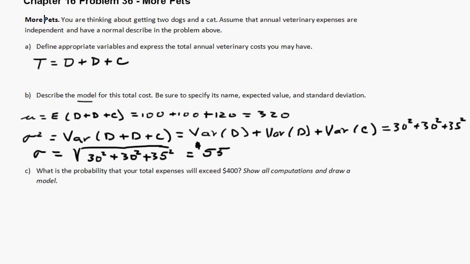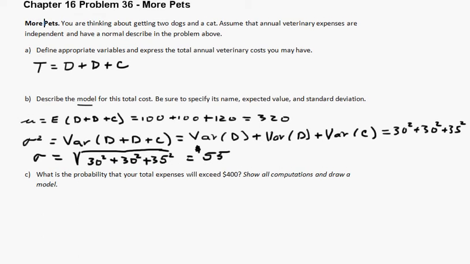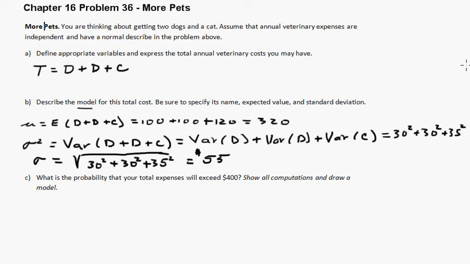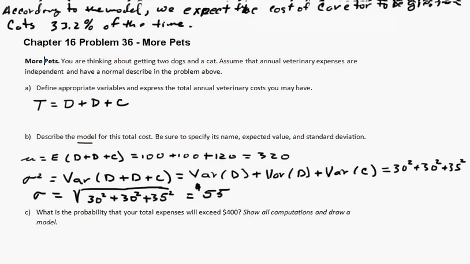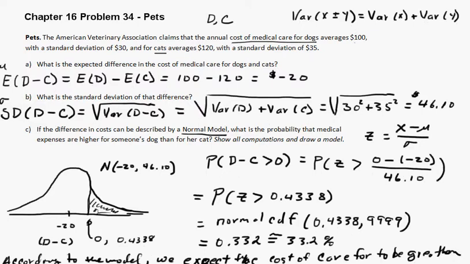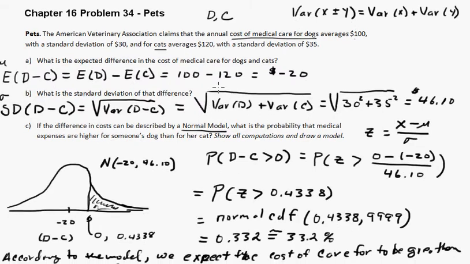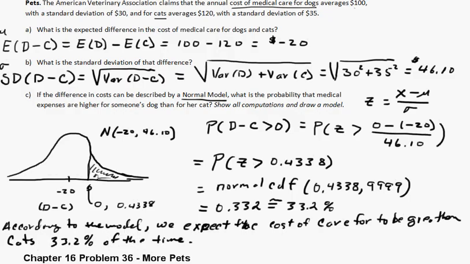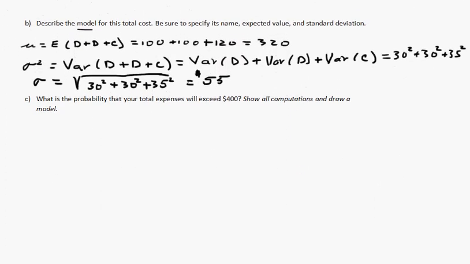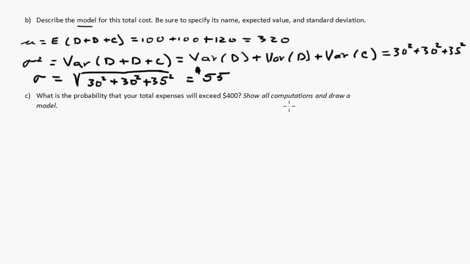So what is the probability that your total expenses will exceed 400? Show all computations and draw a model. Okay, since the variables are independent, and since we were told right here that they can be described with a normal distribution, then their sums can also be described as a normal distribution.